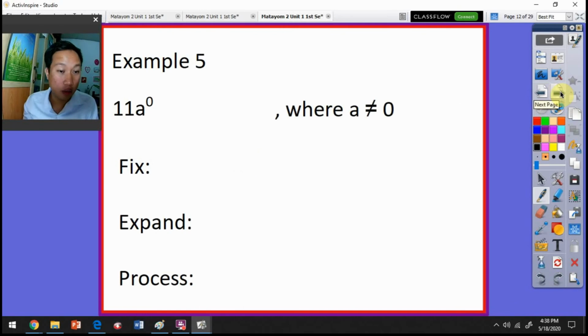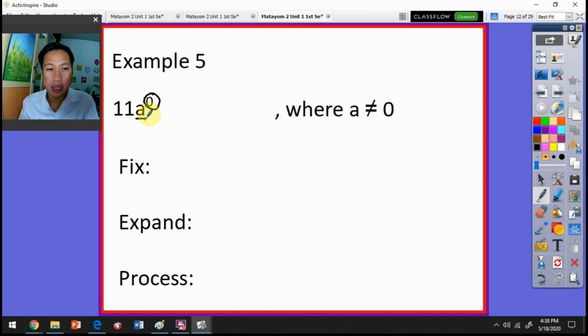X cannot be equal to 0, by the way. Now we have 11a to the power of 0. Can you see a parenthesis? No, you cannot see a parenthesis. Now, what is the exponent? The exponent is 0. What is the base? The base is only a, not 11a.